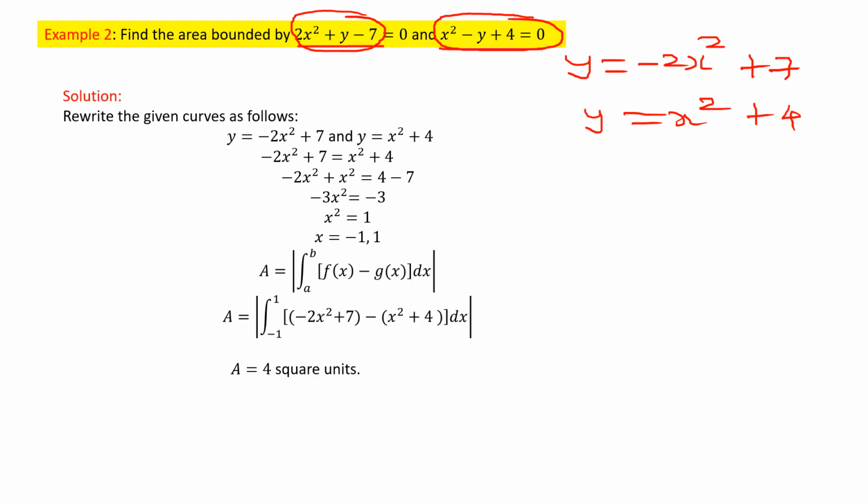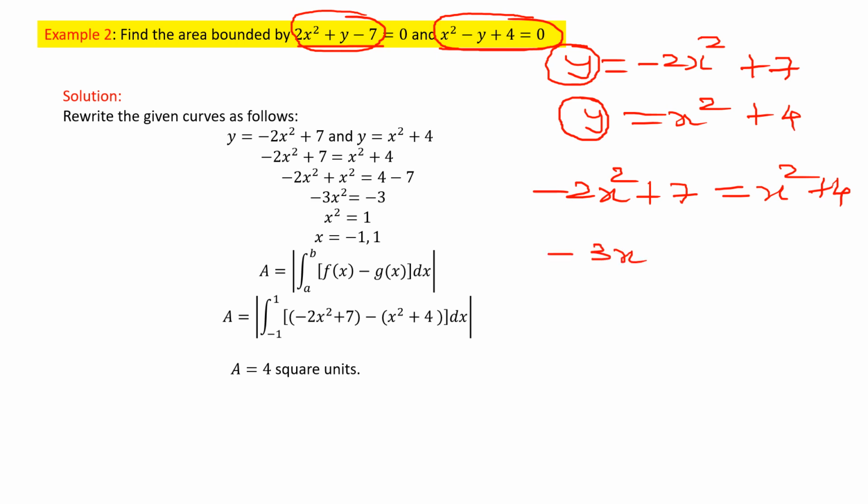Now, like I said in the previous problem, in both of the equations, we have the left hand side values are same. So let me equate the right hand side value. That means minus 2x power 2 plus 7 is equal to x power 2 plus 4. By rearranging this, I will get minus 3x power 2 equal to minus 3. Cancel minus 3 on both sides, we will get x squared equal to 1. That means x equal to plus 1 and minus 1.